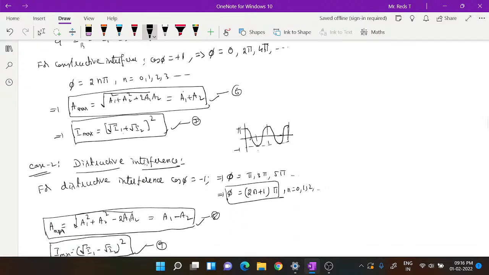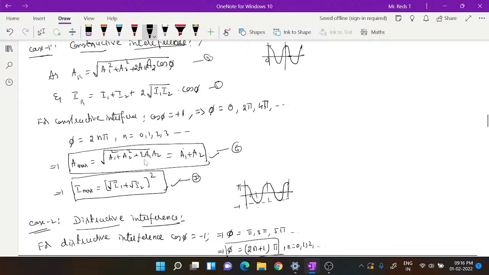Then for destructive interference, the corresponding amplitude is minimum. This depends on the phase difference. So what will be the minimum value of cos phi? Minus 1.